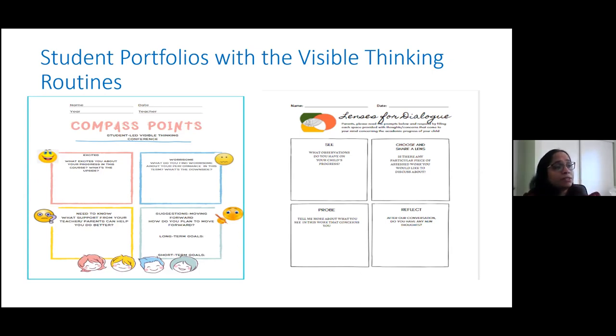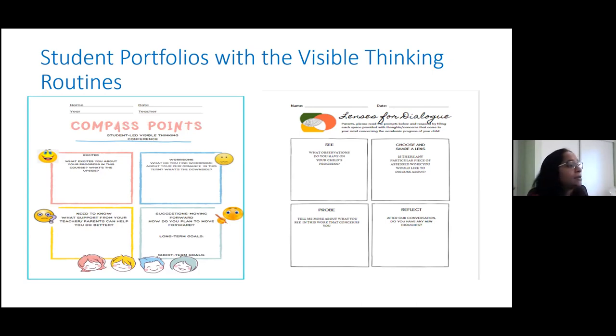Now this is Compass Points. So Compass Points talks about east, west, north, south. So E is for excited. What excites you about your progress in this course? What's the upside? Worrisome: what do you find worrisome about your performance in the term? What's the downside? So if students can write this down, then you can have a conversation with them and keep that in mind when you're interacting with them, that this is where the student needs help. This is where the student needs a little nudge, a little encouragement, a little clarification.